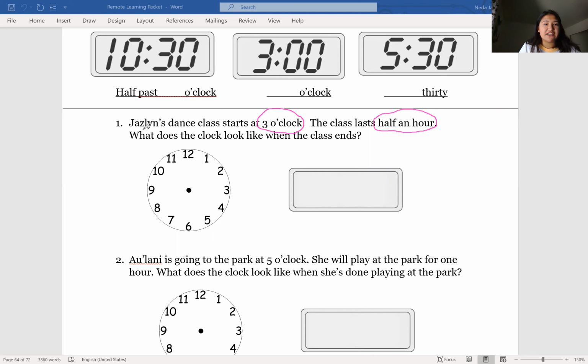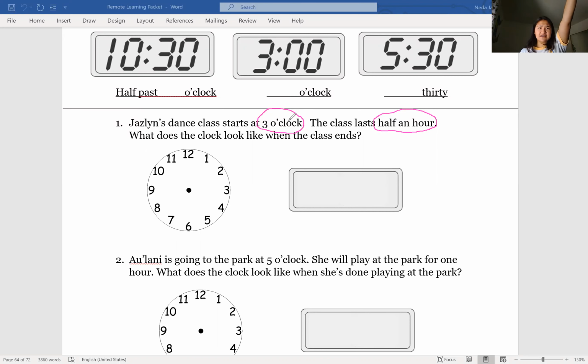Let's keep reading the question. Read it with me on 2, 1, 2. What does the clock look like when the class ends? So first, we need to figure out what time it is when the class ends. We know that the class starts at 3 o'clock. We know that the class lasts for half an hour. How many minutes is in half an hour?